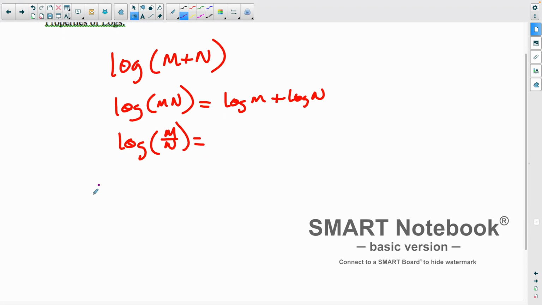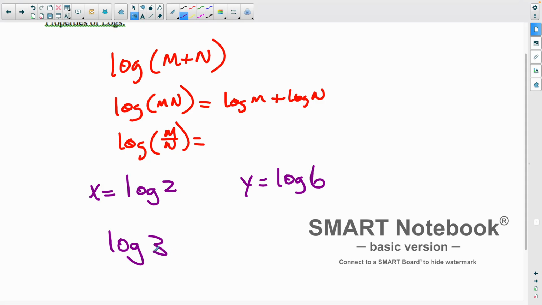If I say this, x is equal to the log of 2, and y is equal to the log of 6. The answer that I get is log of 3. Could you tell me how I got that in terms of x's and y's? X is log of 2. Y is log of 6. The answer that I came up with was log of 3. Can you tell me how I got there with my x's and y's?